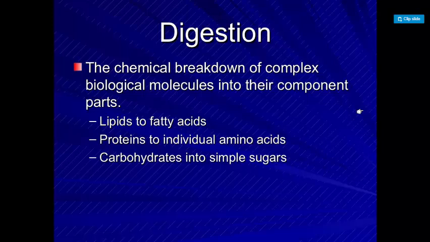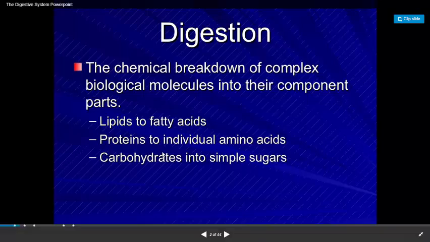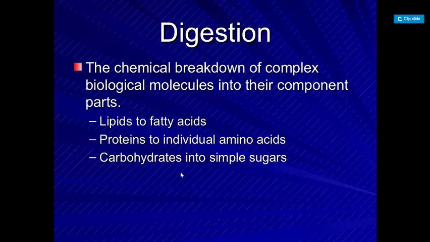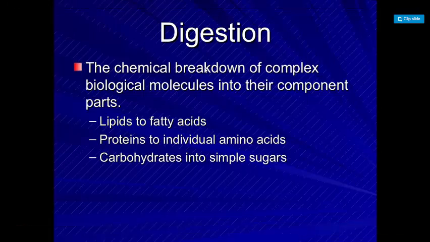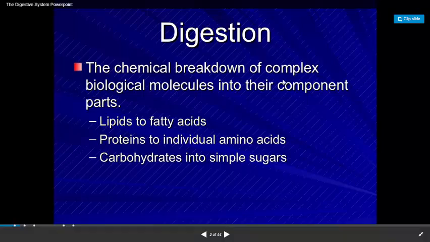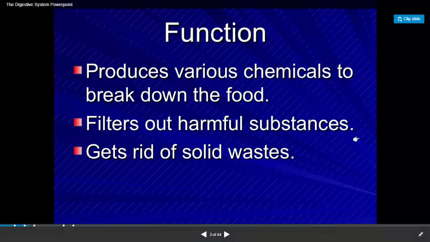Your cells are on a special diet. So if you're eating lipids or fat, your cells need fatty acids. If you're eating proteins, like meat, eggs, and milk, your cells need amino acids. If you're eating carbs like bread, rice, or pasta, your cells need simple sugars. This is why you need a digestive system, to break down these things that you're eating to make them okay with your cells' specific diet.